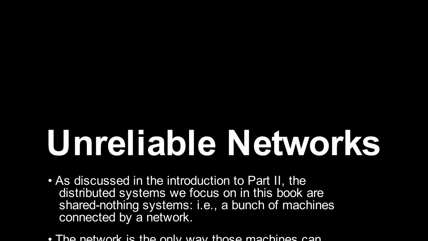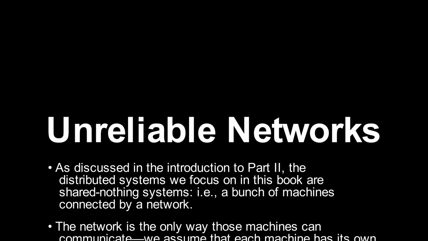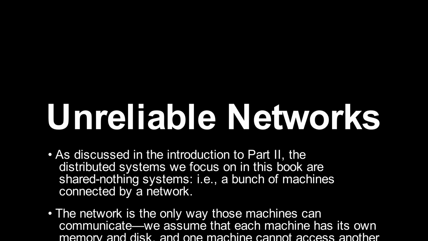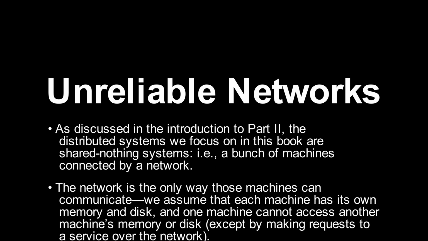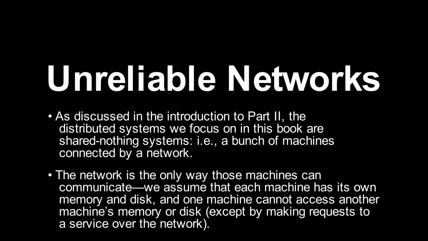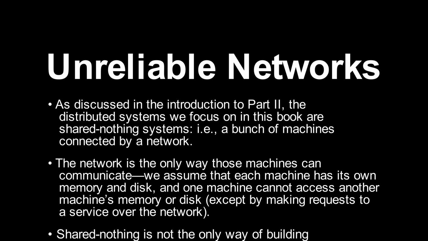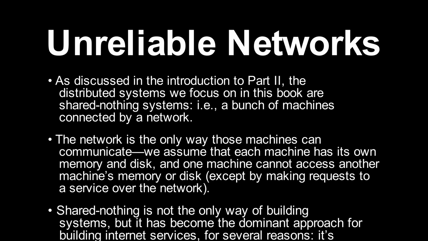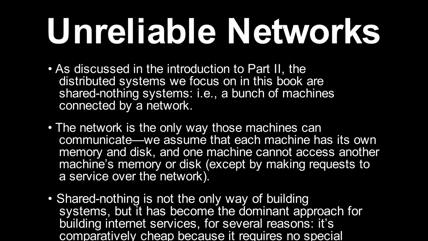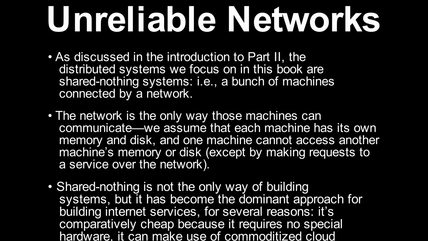Unreliable networks. As discussed in the introduction to Part 2, the distributed systems we focus on in this book are shared-nothing systems, i.e. a bunch of machines connected by a network. The network is the only way those machines can communicate. We assume that each machine has its own memory and disk, and one machine cannot access another machine's memory or disk except by making requests to a service over the network.